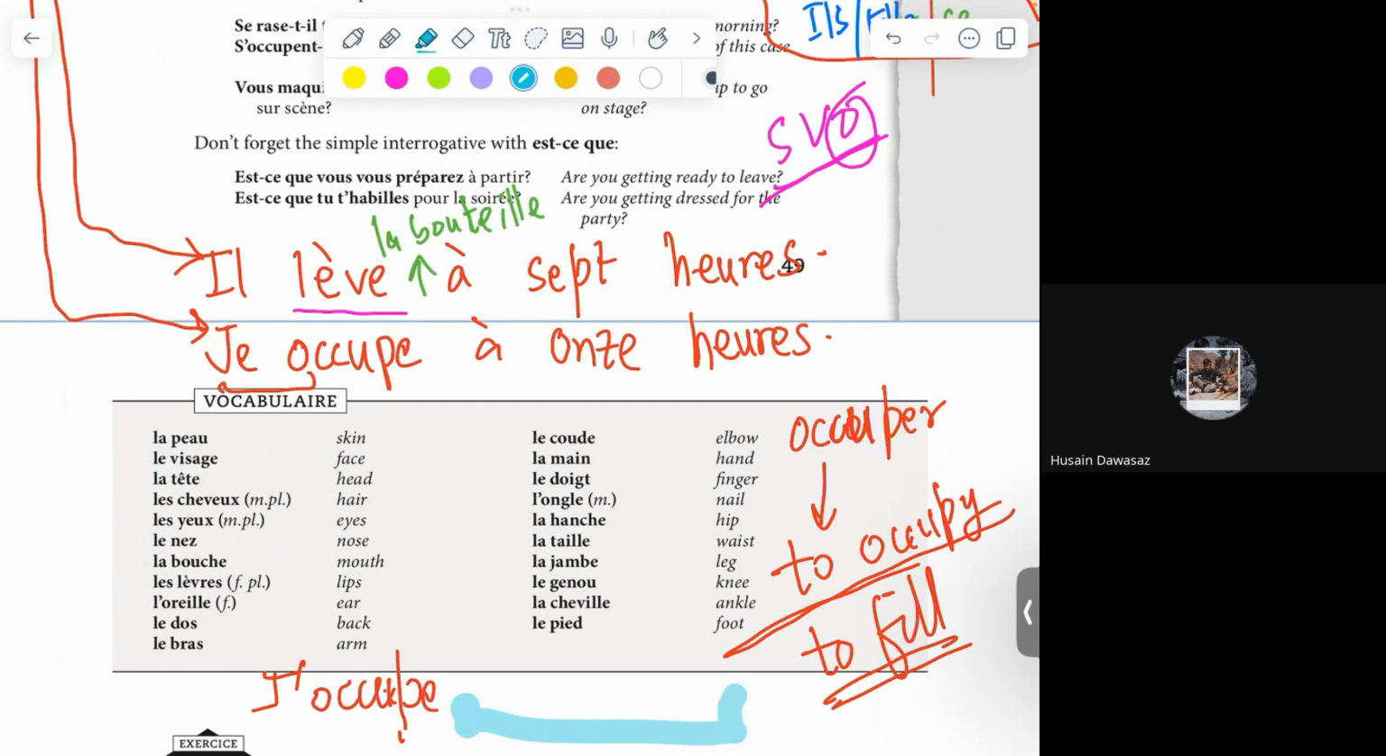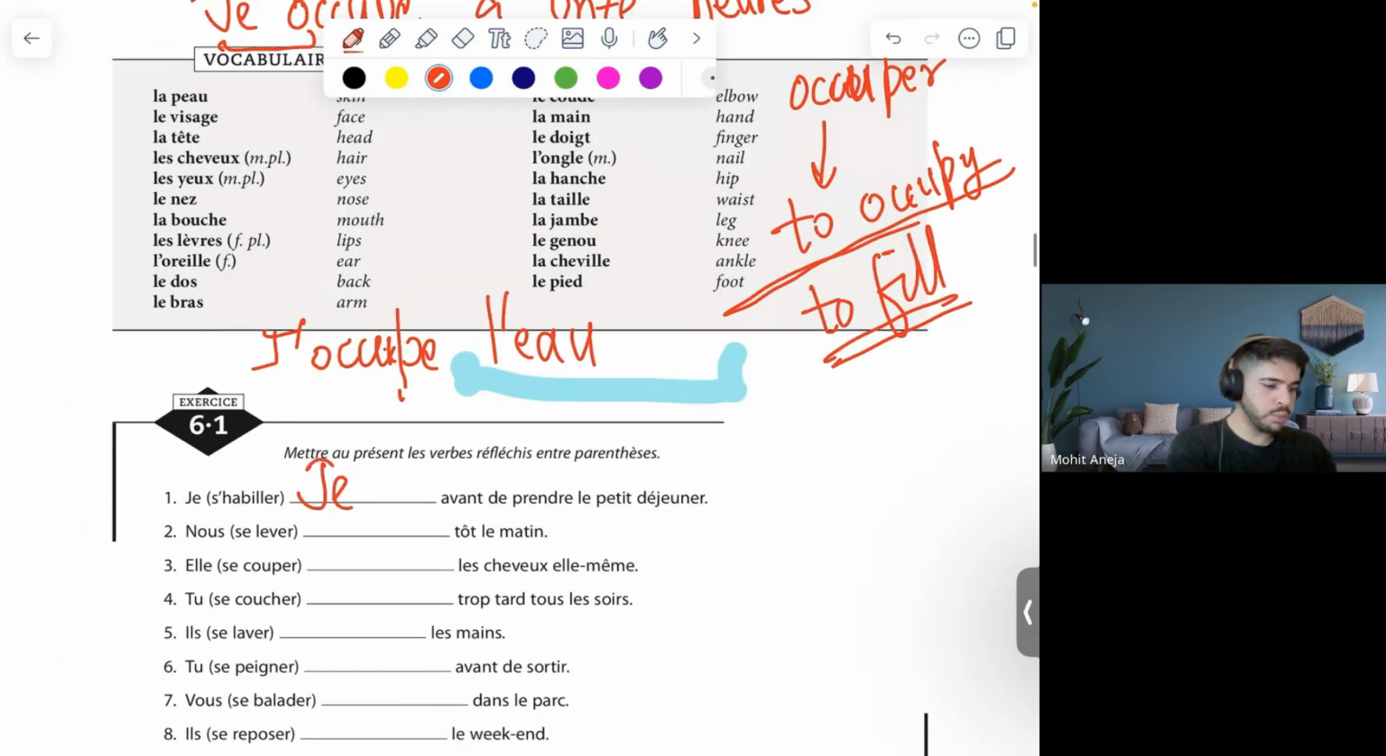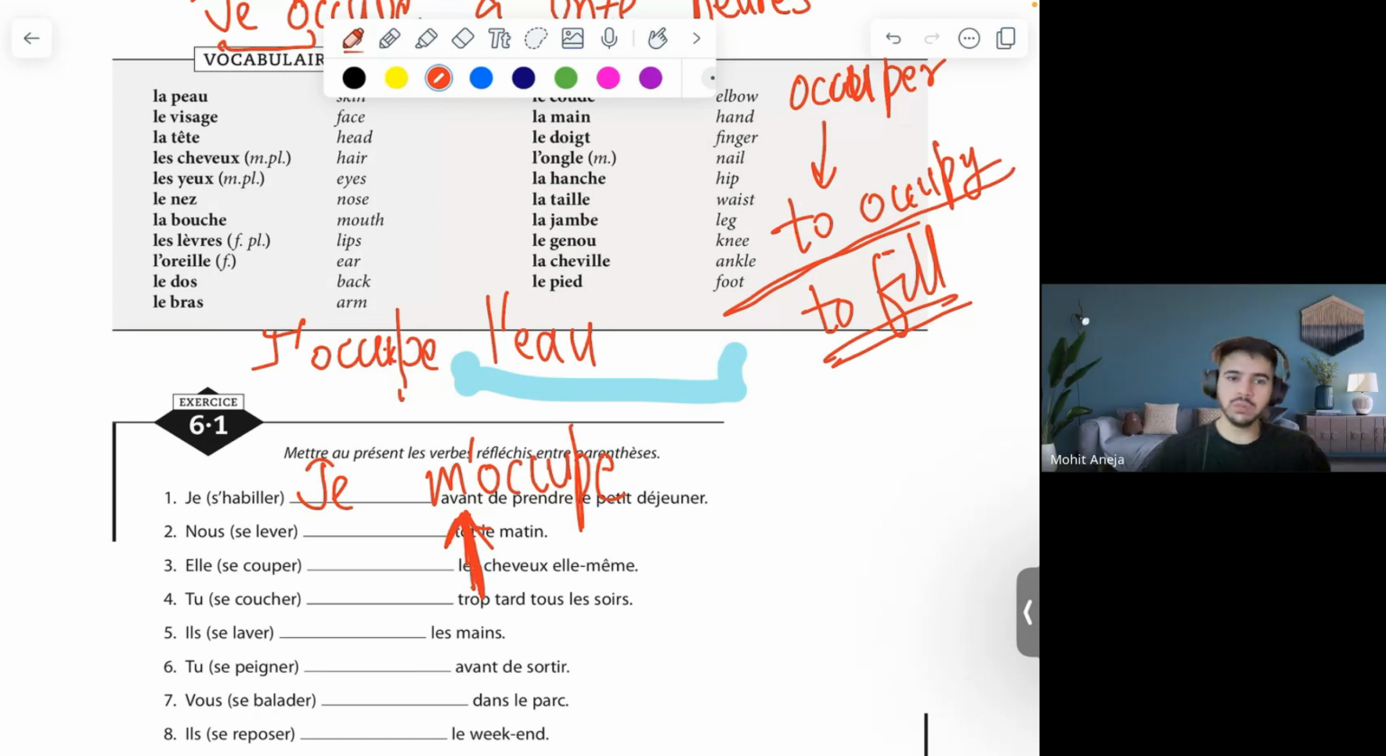I fill water. Possible object. That object can be low. Yes. But if I say je m'occupe, it means an entirely different thing. But here, what became the object? Myself. I am occupied. Je m'occupe.